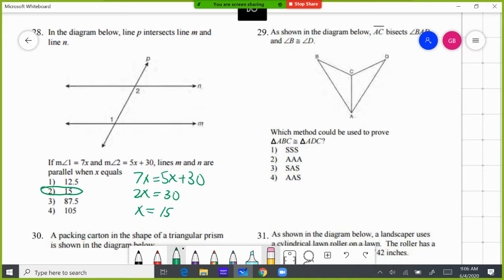As shown in the diagram below, AC bisects angle BAD. So this angle right here is, so that means that you create two congruent angles if you bisect it. And angle B is congruent to angle D. Which of the following could be used to prove that triangle ABC is congruent to triangle ADC? Okay, so we have two angles, and the triangles also share this side here in the middle, CA. So we have angle, angle, side, which is option 4.